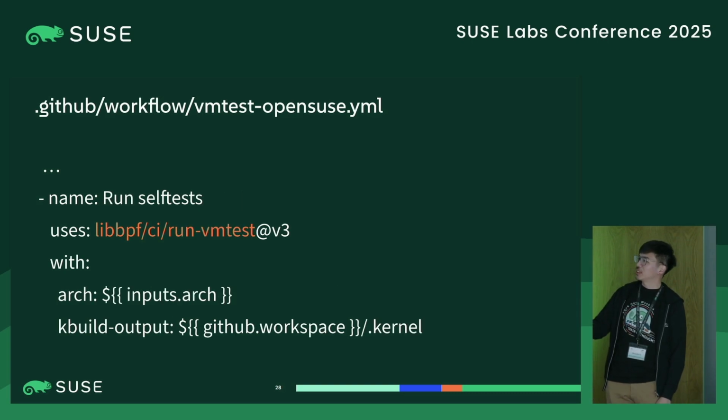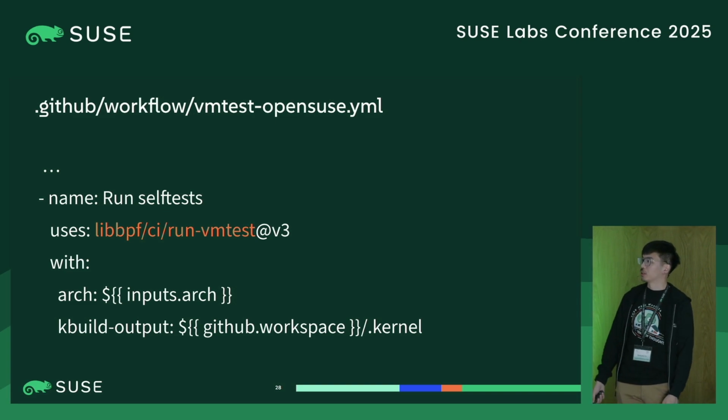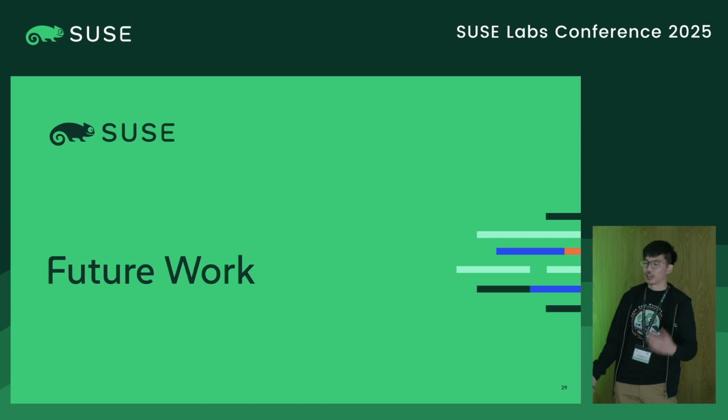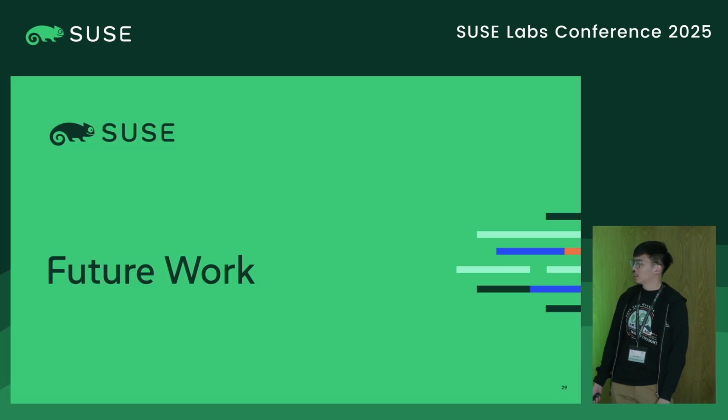And the last step is the BPF CI run VM test. It just starts a VM within the GitHub runner environment, uses the kernel that's built and the BPF self-test that's built, runs the self-test on top of the built kernel, and reports the result. And that's how I get all that report. So far, so good.